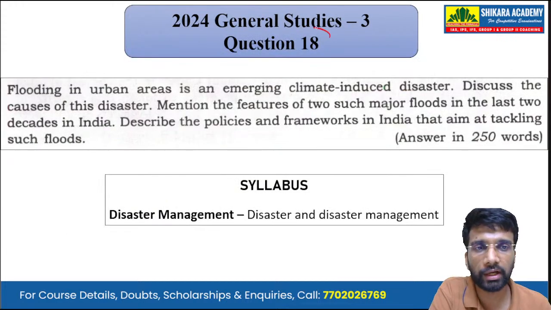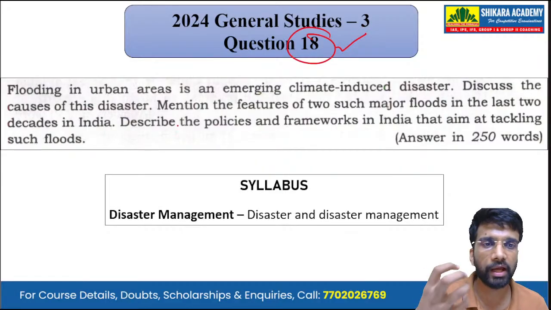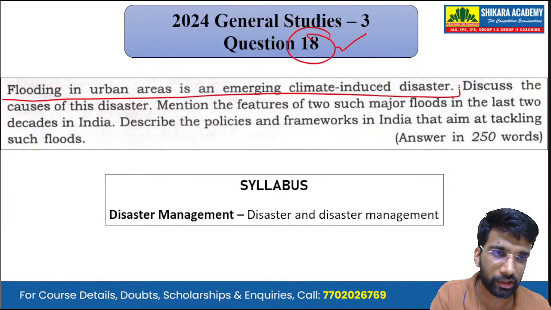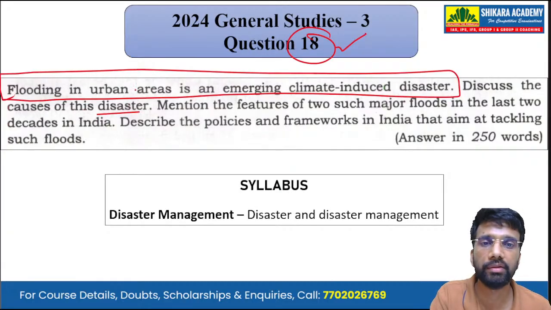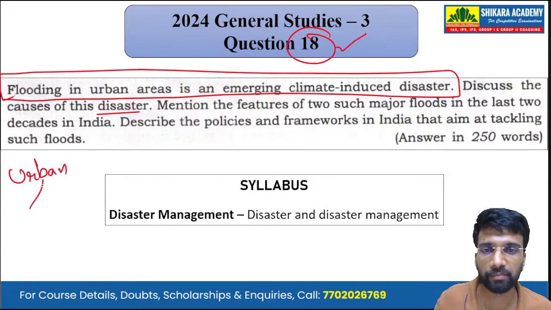Moving on to the next question, that is question number 18. Flooding in urban areas is an emerging climate induced disaster. Now, this is an introductory statement. Discuss the causes of this disaster. What disaster? That is flooding in urban areas, or urban floods. So, the question is talking about urban floods.